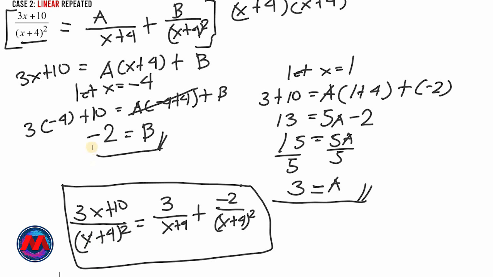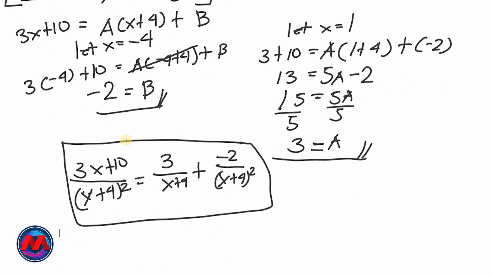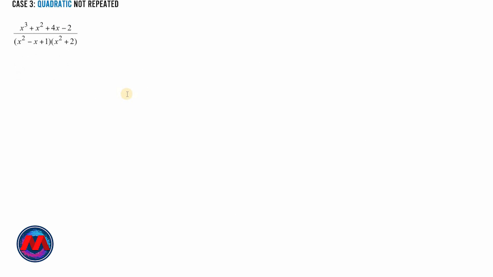So, ulitin natin. Linear repeated kasi nauulit yung mga factors sa denominator natin. Naulit na x plus 4 tsaka naulit na x plus 4. So, our final answer would look like this. Okay, let's move now to case number 3. Alright, case number 3, quadratic not repeated.